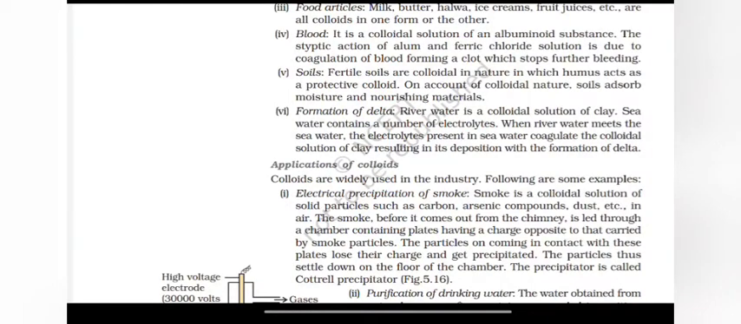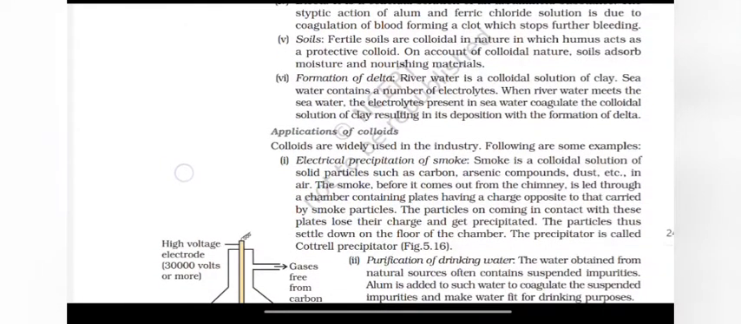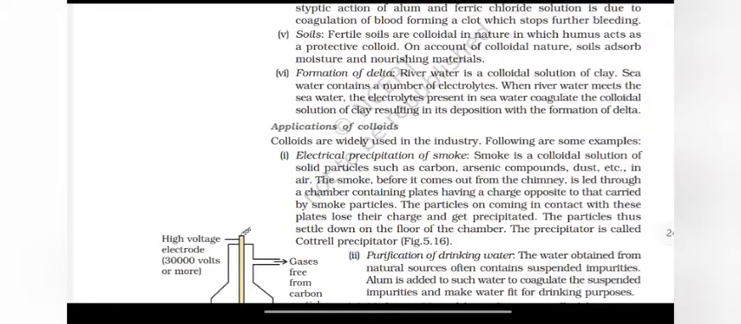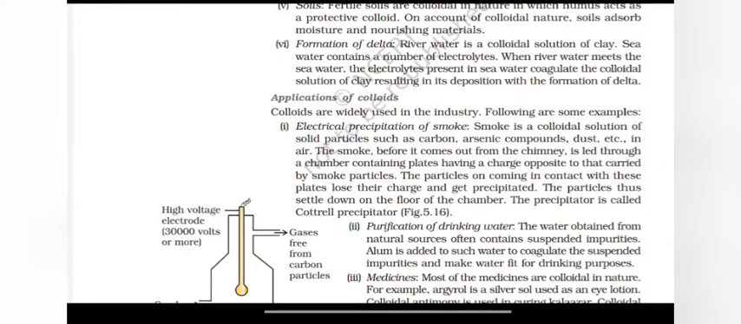which stops further bleeding. Soils. Fertile soils are colloid in nature, in which humus acts as a protective colloid. Because of colloidal nature, soils absorb moisture and nourishing materials.